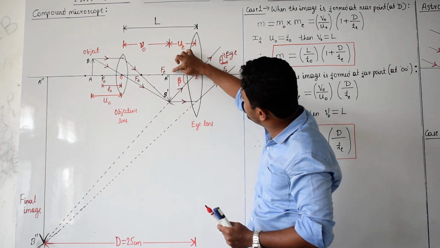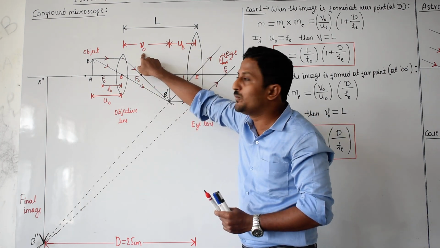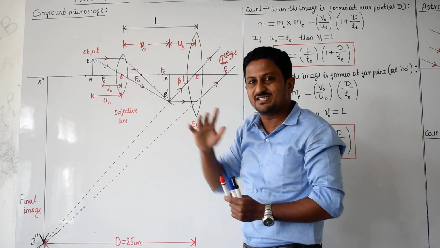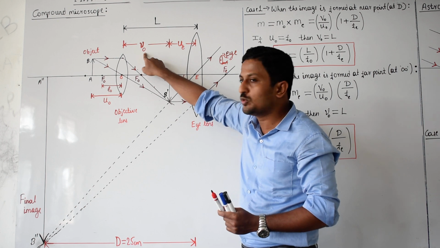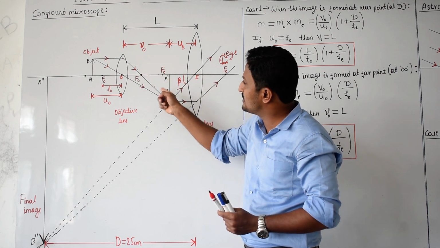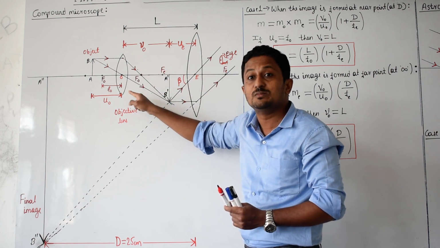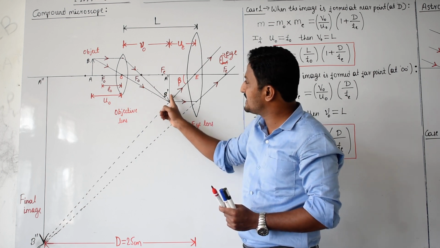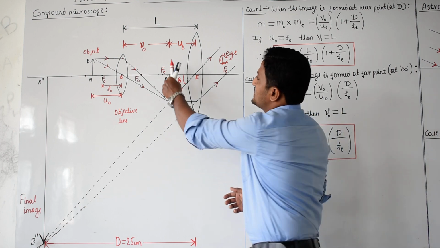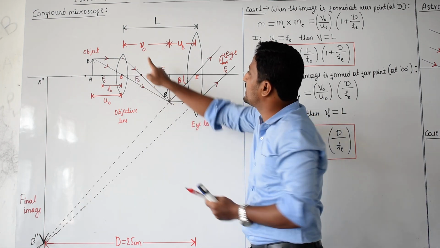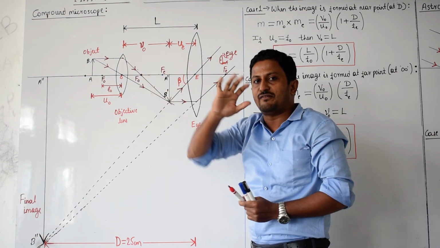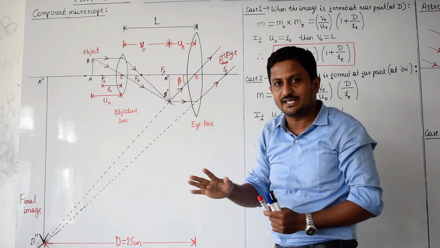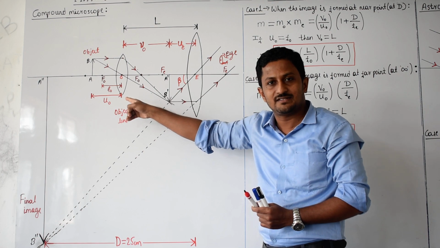Here I mentioned VO. V is the image distance, with the subscript O telling it is the image distance for the objective lens. Getting what I mean to say? For this lens, this is the image, so this distance is VO. Now A dash B dash is the image for that lens.